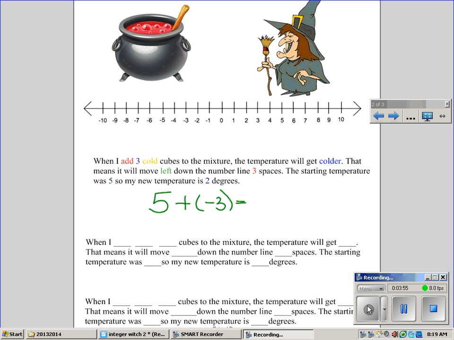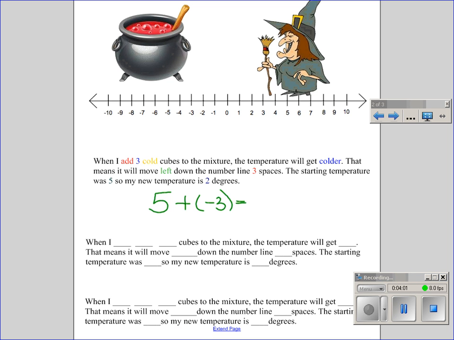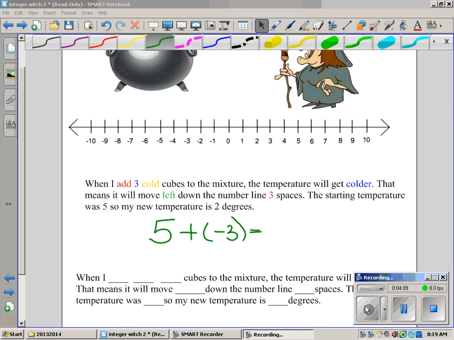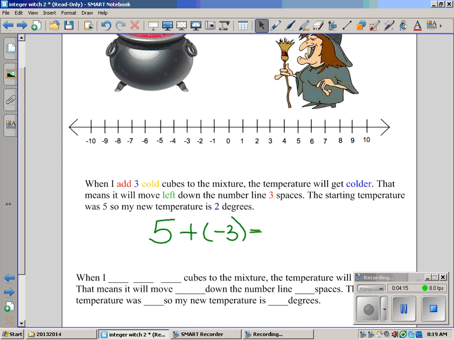Just think we're in a magical land, and that's why the witch is there, and we're going to keep adding and subtracting out cubes, and it will affect the temperature of the mixture right there. So anyhow, I wrote a question right here of 5 plus -3. And what I did was I put how I want you to say it in your head as we're doing it, and I wrote it down.